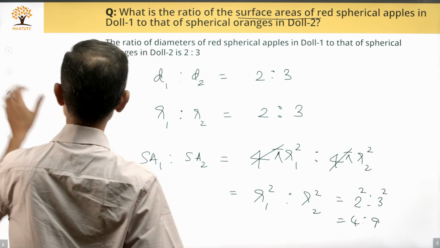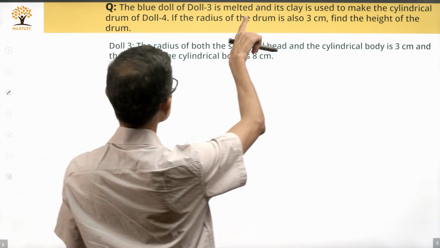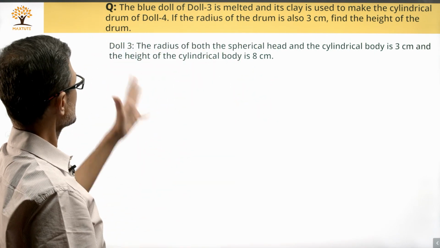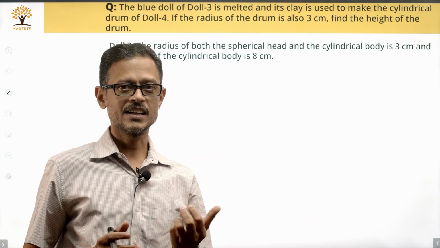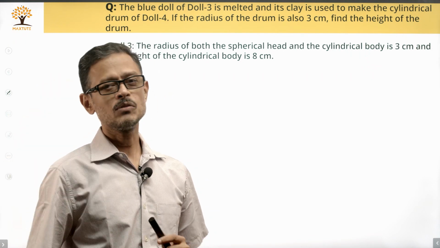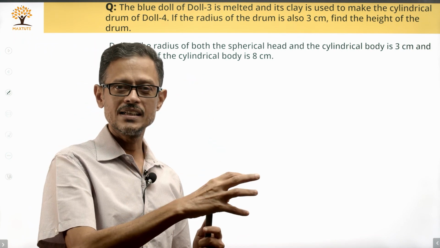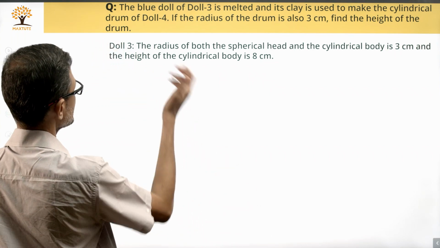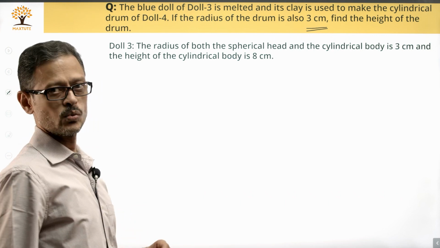Let's move on to part 2, which talks about the third and the fourth doll. The blue doll of doll 3 is melted and its clay is used to make the cylindrical drum of doll 4. So taking doll 3, which has got a spherical head and a cylindrical body, we are melting it and making it into the cylindrical drum of doll 4. Which essentially means that the volume of doll 3 is going to be equal to the volume of the drum in doll 4. If the radius of the drum is also 3 centimeters, find the height of the drum, right, which is what we need to find out.